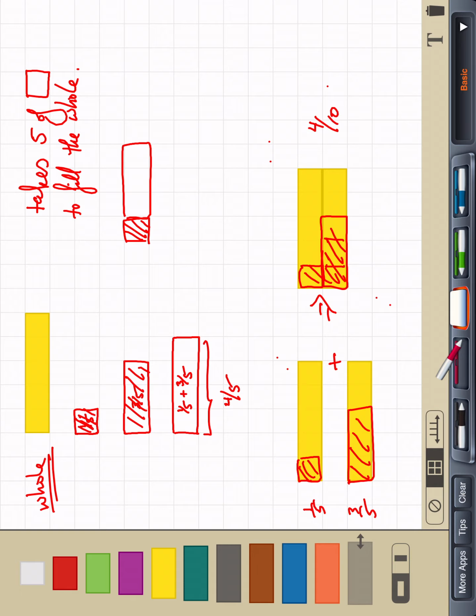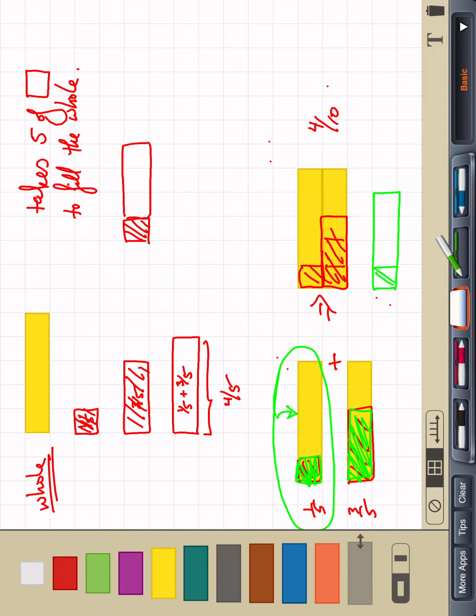The problem is we don't add the wholes. The wholes here, these yellow rectangles, are not actually part of 1/5. 1/5 is just this. So when we're adding 1/5 and 3/5, we don't need to bring the wholes with us. We don't double the amount of whole. We just add those values the way we did up above. The whole remains the same.